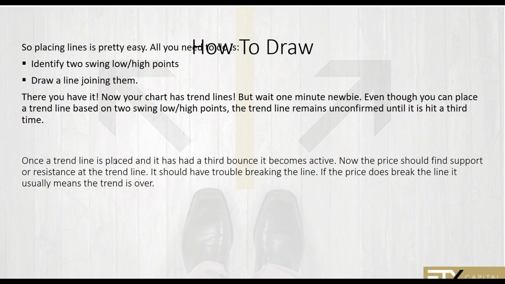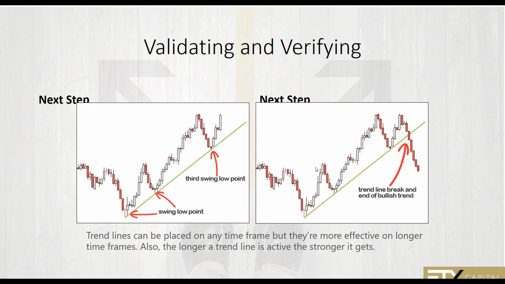But wait a minute. Even though you can place a trend line based on 2 swing lows or 2 swing highs, the trend line remains unconfirmed until it hits a third time. Once a trend line is placed and it has a third bounce, it becomes active. Now the price should find support or resistance at that trend line. It should have trouble breaking that line. If the price does break that line, it usually means that the trend is over. And then you would be drawing a reversing trend line from that point forward.